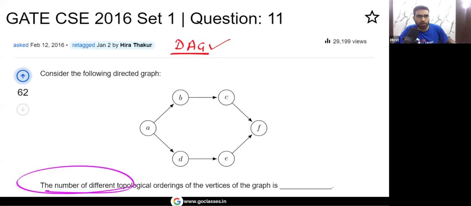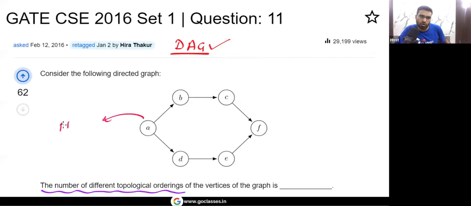Now, what we need to do? The number of different topological orders we need to find. So let's find this. In this graph, what will be my starting point? Starting point will be a vertex with no incoming edge. Which vertex has no incoming edge? Tell me. Yes, this vertex has no incoming edge.